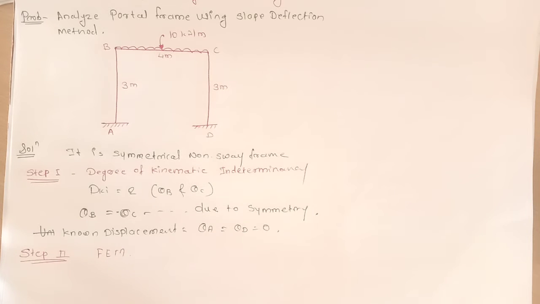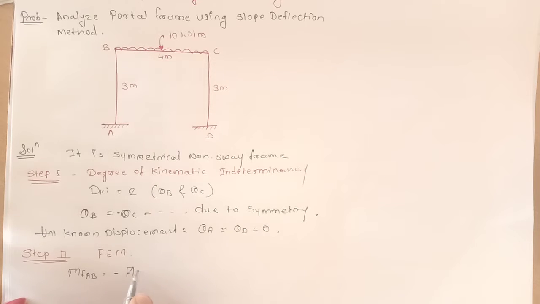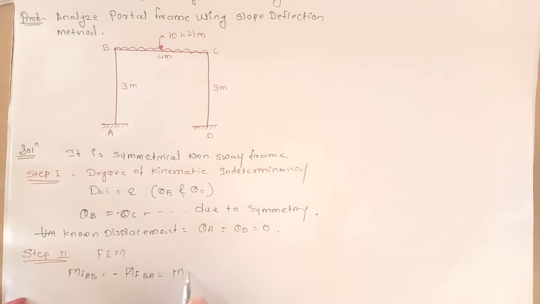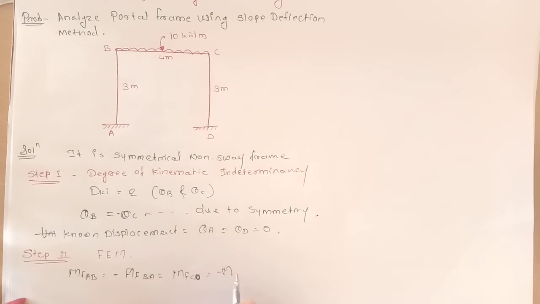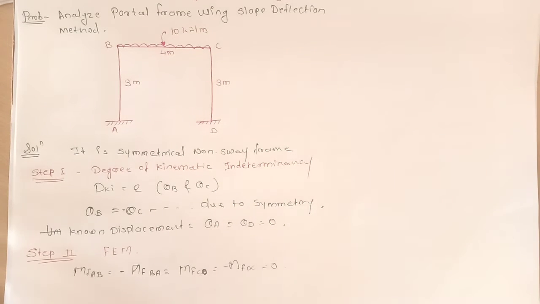So first, fixed end moment for member AB is equal to fixed end moment for member BA, and second, fixed end moment for member CD is equal to fixed end moment for member DC is equal to 0, because over both members there is no load. So that's why here our fixed end moment is equal to 0.